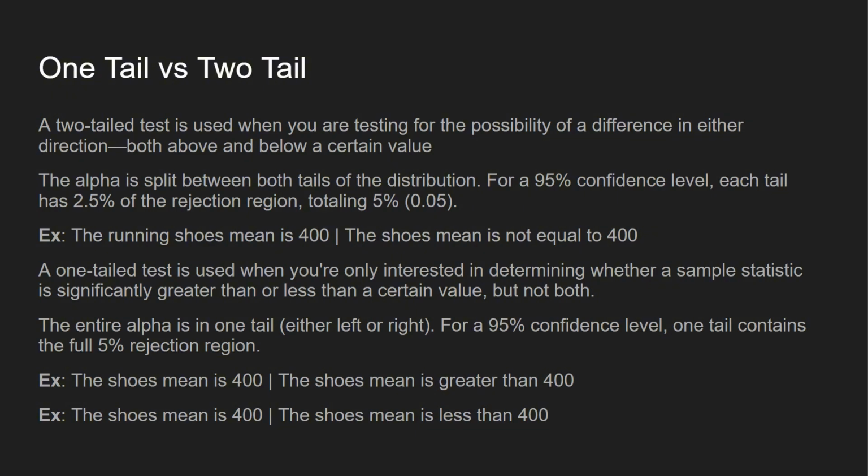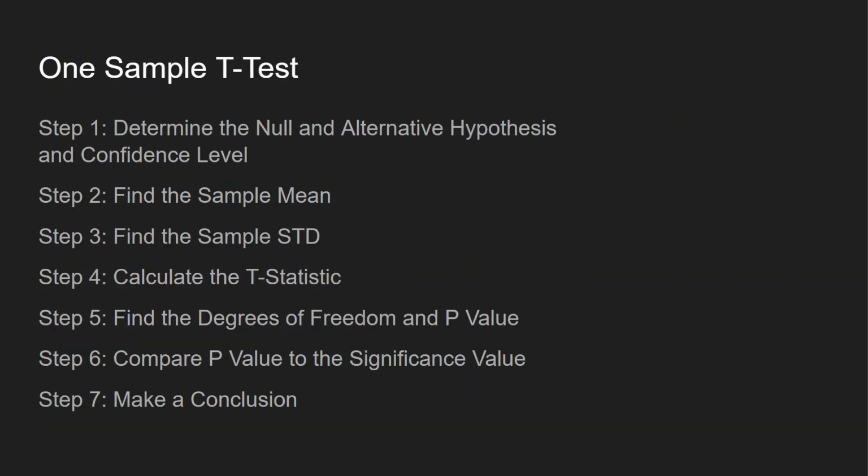Again, two-tailed is if you're essentially looking for a value that is not equal to a mean, right? In the 400 case, upper or lower. One tail is if you're only looking for upper or if you are only looking for lower.